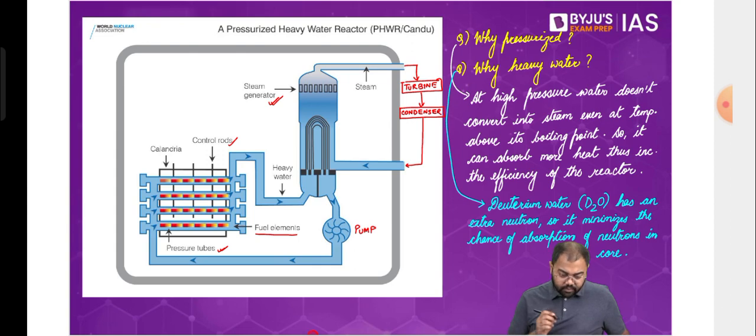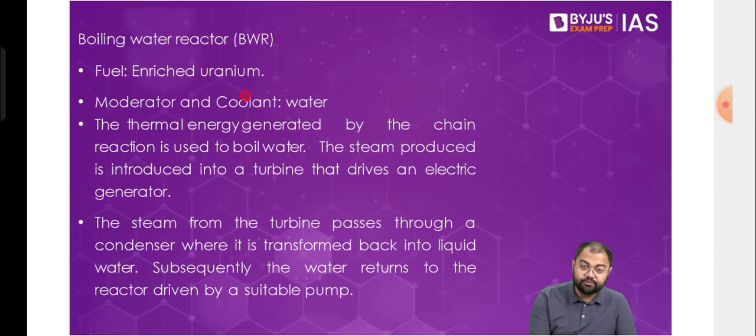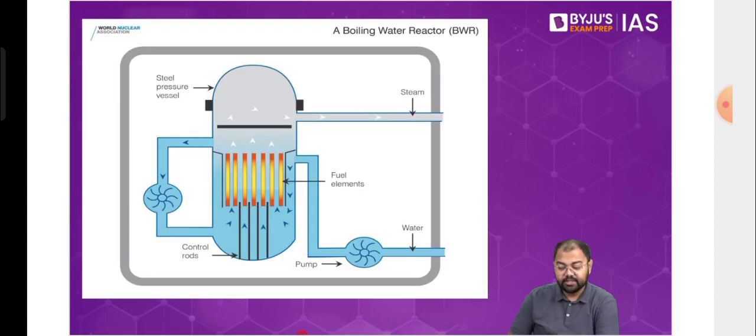Now, apart from the pressurized heavy water reactor, we also have the boiling water reactor. The boiling water reactor uses enriched uranium. It also uses water. Now the basic difference between a pressurized heavy water reactor and the boiling water reactor is that the water here is normal water. We are not pressurizing it. There are no high pressure chambers that we are creating here. We simply put water into the reactor and let it convert into steam. So that is what basically happens.